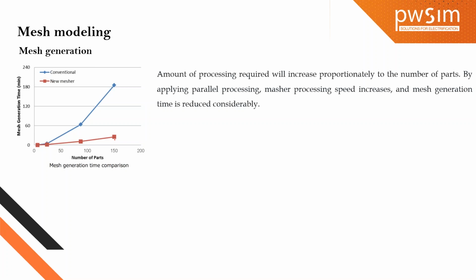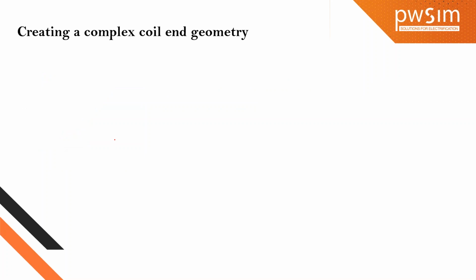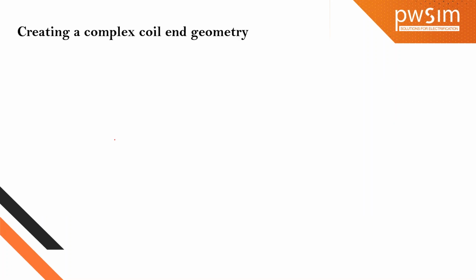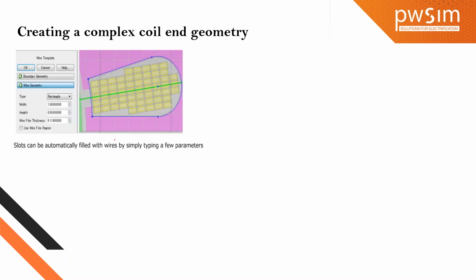The amount of processing required will increase proportionately to the number of parts. By applying parallel processing, the processing speed increases and mesh generation time is also reduced considerably. In this picture, we have shown the conventional one compared to the newer mesh. So after mesh, we have a technology to create a coil geometry for a complex model.